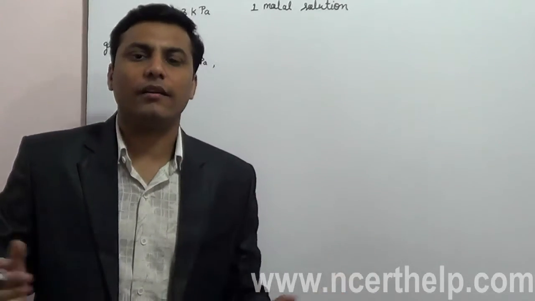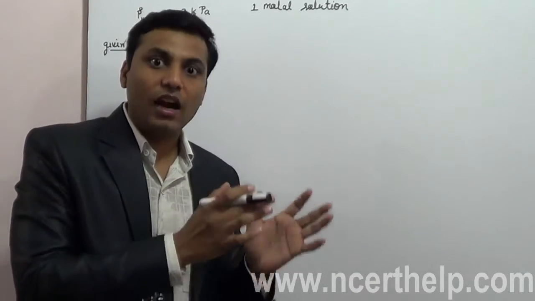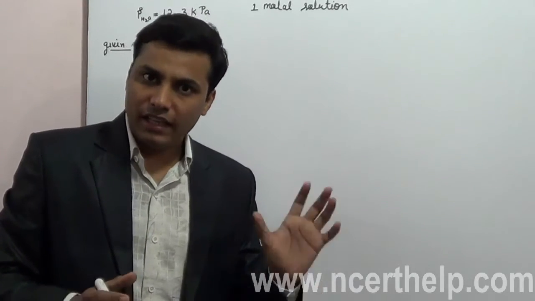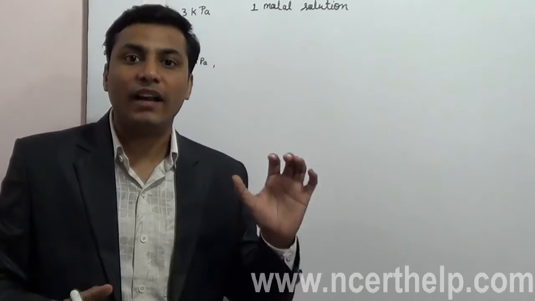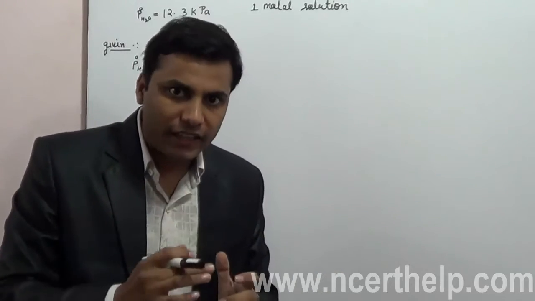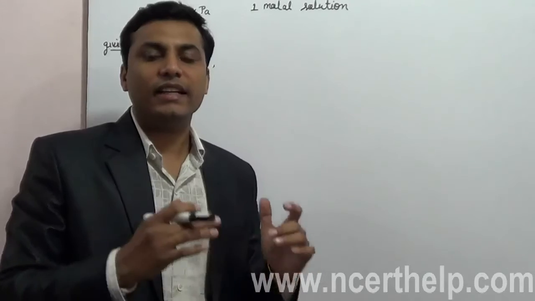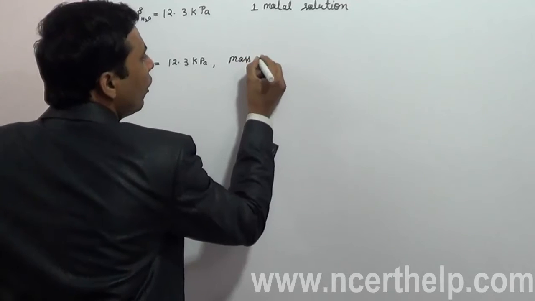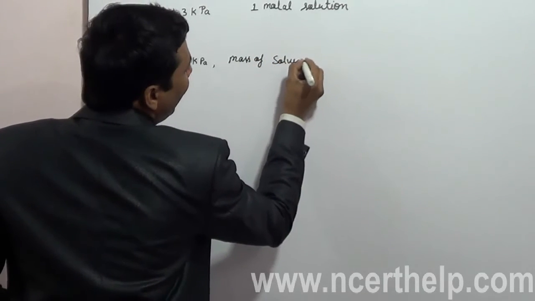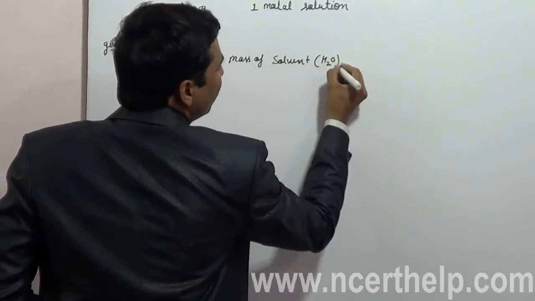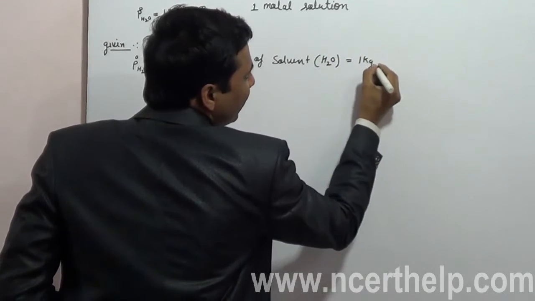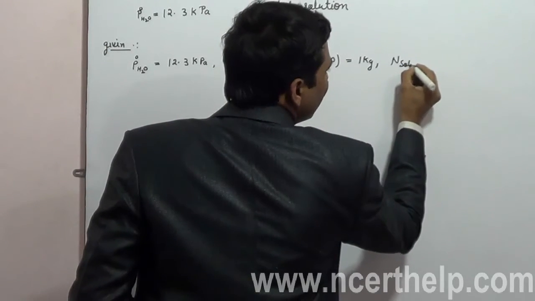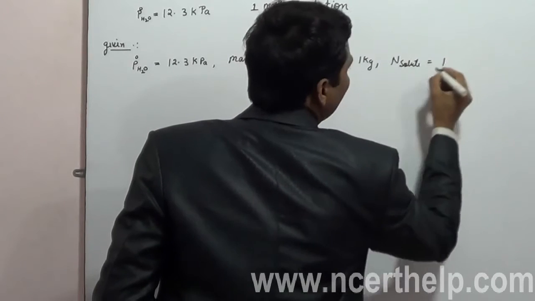What is 1 molar? 1 molar means it is the molality of the solution, and molality of a solution is the number of moles present in 1 kg of solvent. So if we take the mass of solvent equal to 1 kg, and here the solvent is water, then the number of moles of solute will equal 1 mole.